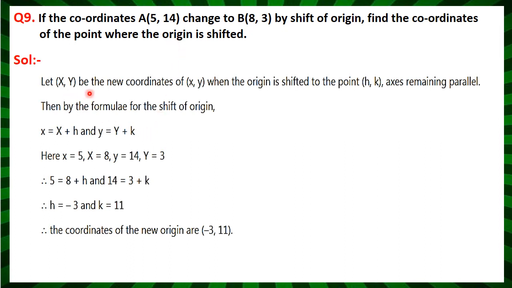Let (X, Y) be the new coordinates of (x, y) when the origin is shifted to the point (h, k). So we need to find the point (h, k) here, the axes remaining parallel. Then by the formula for the shift of origin, we have x = X + h, y = Y + k, and we substitute the values of (x, y) and (X, Y). So 5 = 8 + h, 14 = 3 + k, then h = -3 and k = 11. So the coordinates of the new origin are (-3, 11).